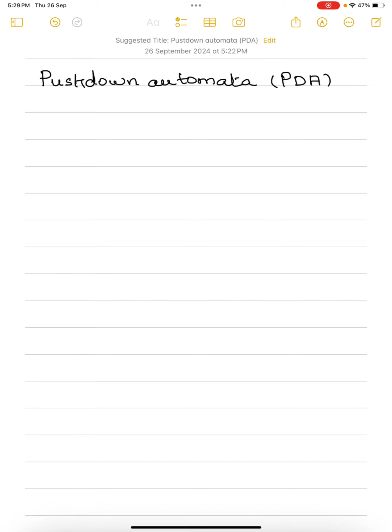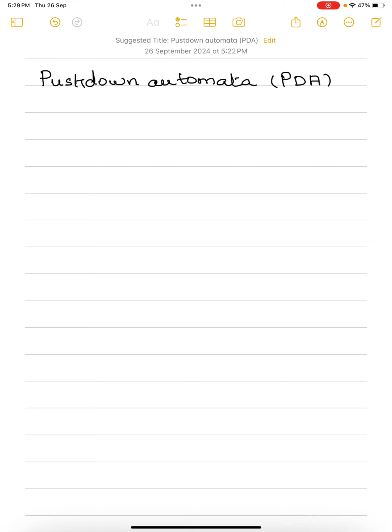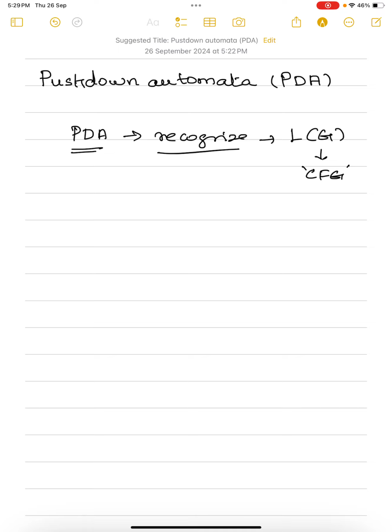Now let's see about pushdown automata. Pushdown automata is used to recognize the language generated by the grammar G. This grammar is a context-free grammar. So pushdown automata is used to recognize the language generated by the context-free grammar.